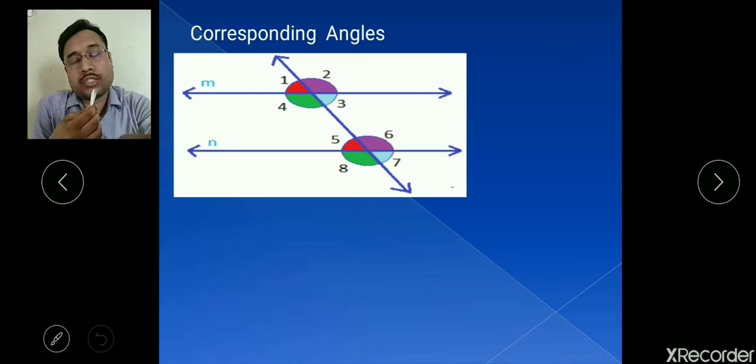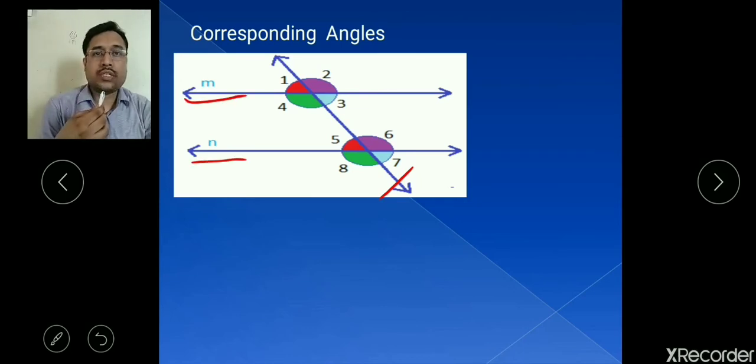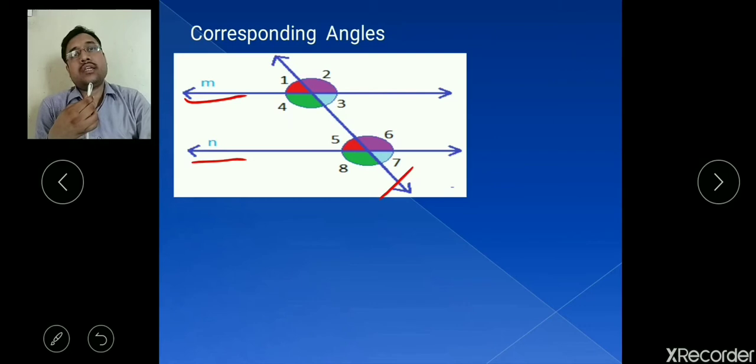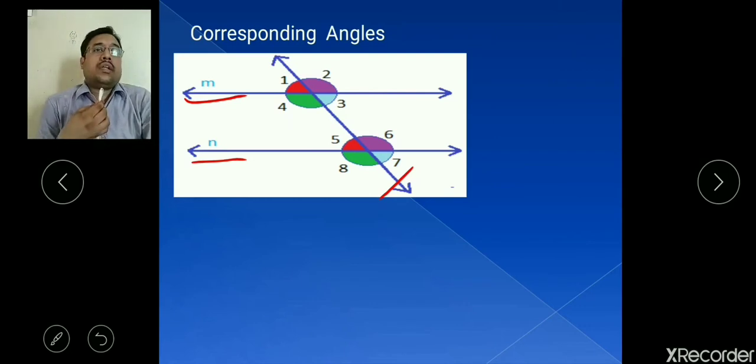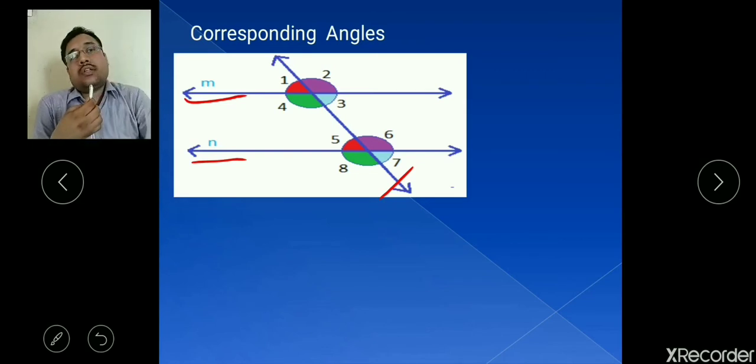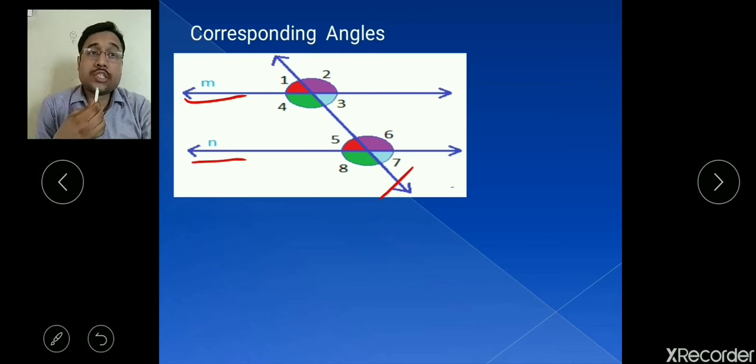They are the matching corners when a transversal is intersecting. Here this line is the transversal, intersecting the lines M and N, which are usually parallel. Generally the lines intersected that we study here are parallel, but it is not necessary that M and N are parallel. They can be non-parallel lines. If the transversal T intersects them, the angles which occupy the relative positions at the intersection points are called the corresponding angles.